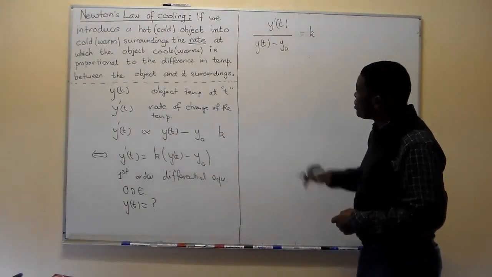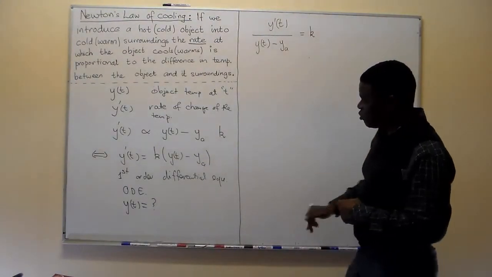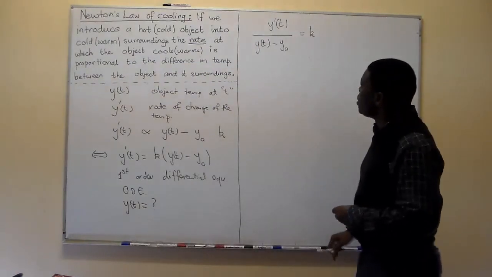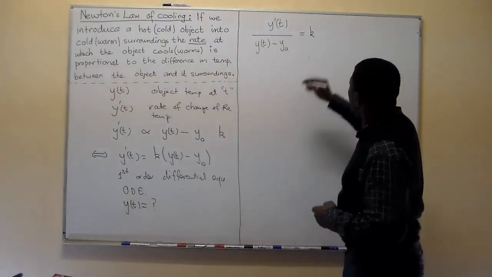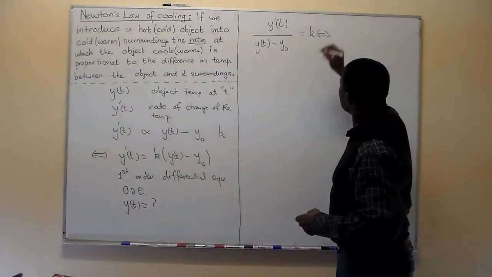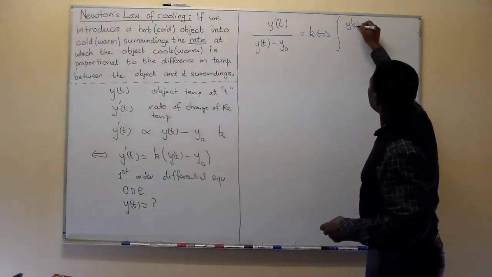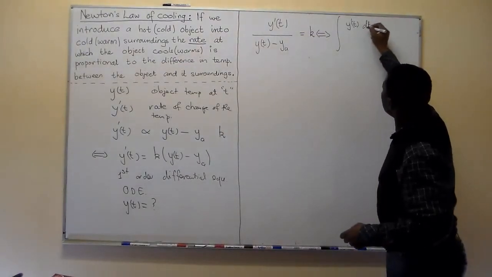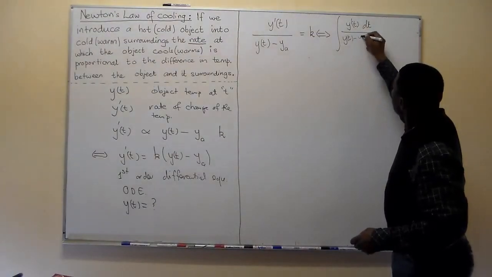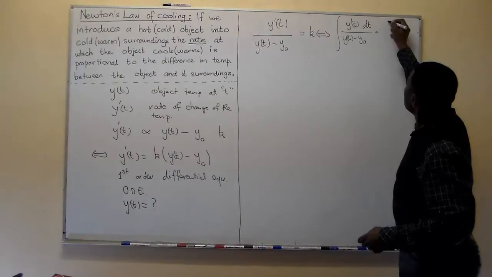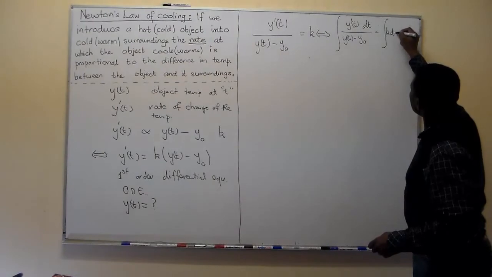Now, I think we've seen this before. Once we've got a differential equation like this, and our target is to find our function y of t, we need to introduce the integral sign on both sides. So I'm going to write here, this is equivalent to saying the integral of y prime of t dt over y of t minus y a is equal to the integral of k dt.